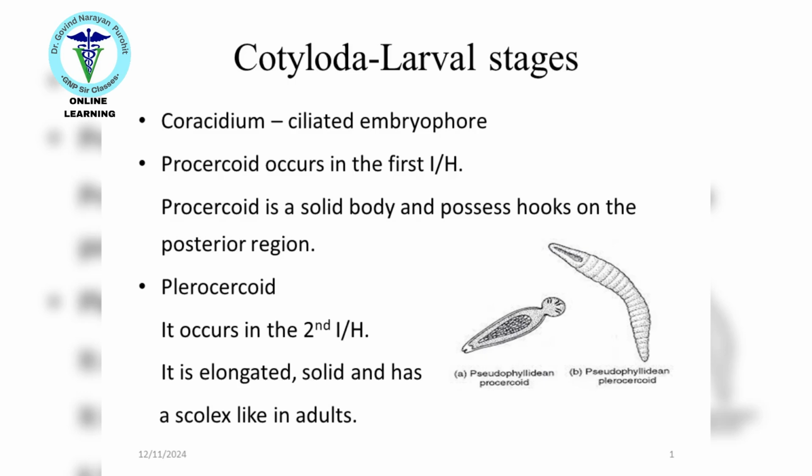The coracidium is a ciliated embryophore, and the procercoid stage occurs in the first intermediate host. The procercoid is a solid body with hooks on its posterior region. The plerocercoid stage occurs in the second intermediate host, is elongated, solid, and has a scolex like in adults.